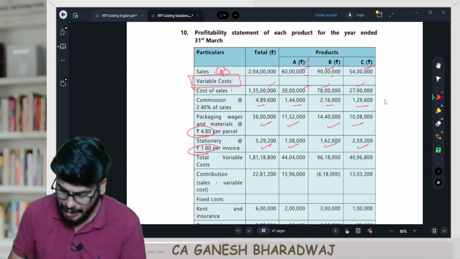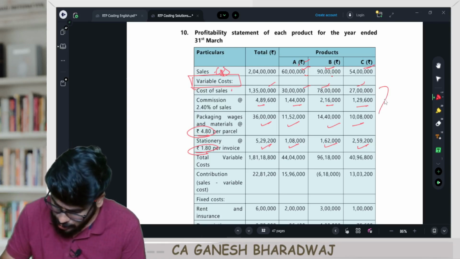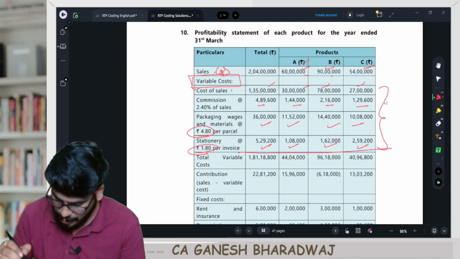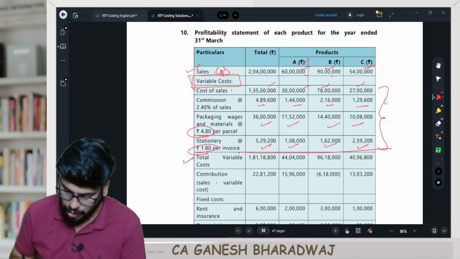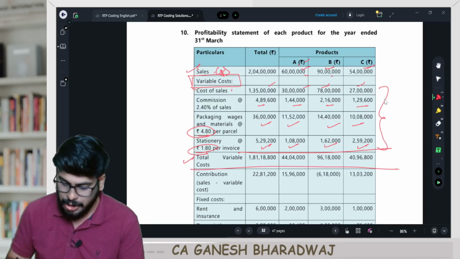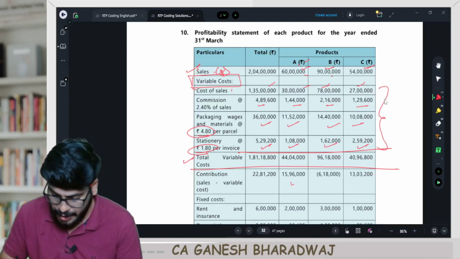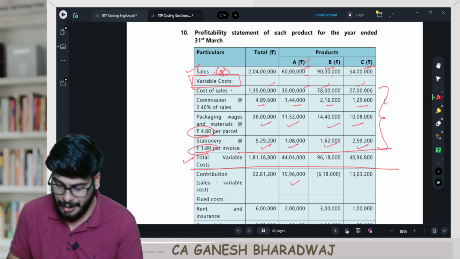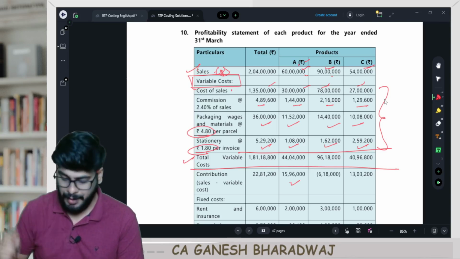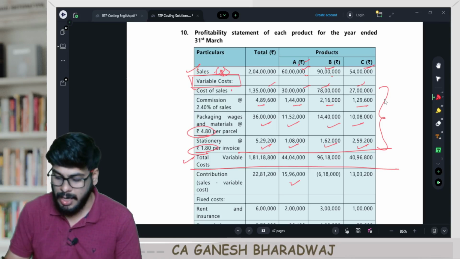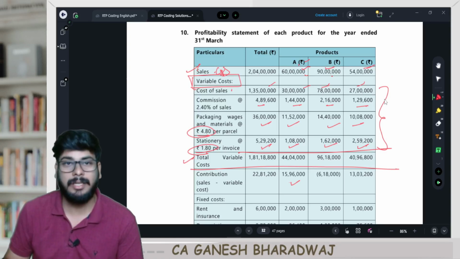As simple as that. So now you can total up all the variable costs. So this is the sum total of variable cost. Now sales minus total of variable cost gives you your contribution. So product wise, if you see, product A gives you a total contribution of 15,96,000. Product B, contribution itself is negative. Right? It is 6,18,000, and product C is 13,03,200.